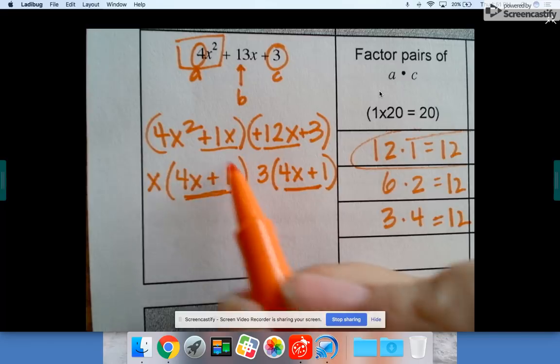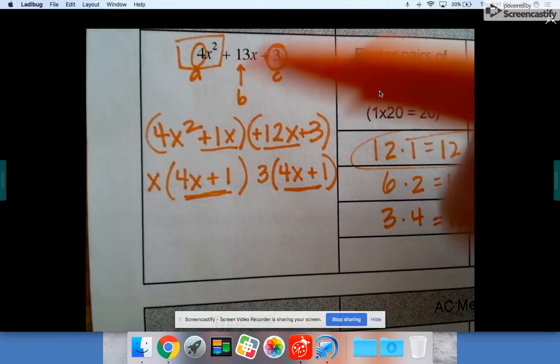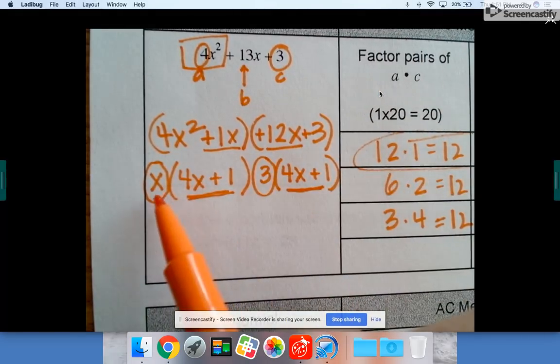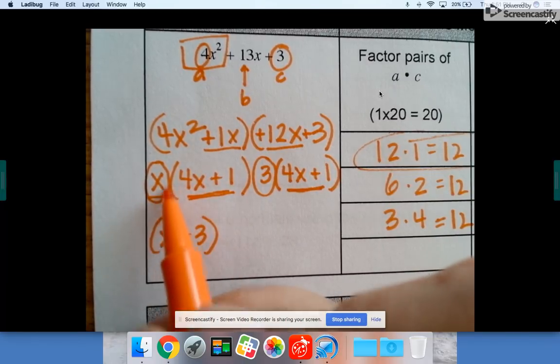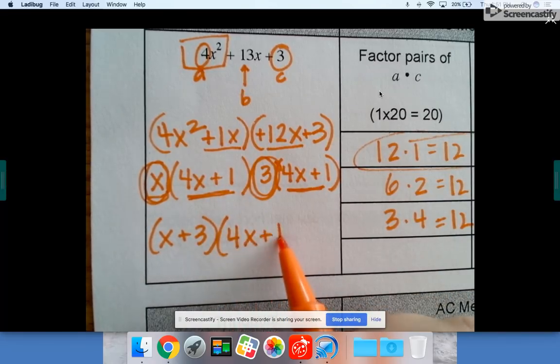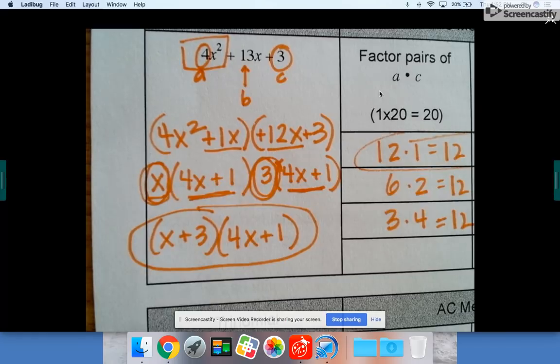And that is one of your binomials for your answer. The other binomial part of your answer is what's out front of each one. So your answer is x plus 3, because that's what's here and here, and 4x plus 1, because that is what you factored twice and got the same answer of. So this is your final answer. It's a lot of work. All right, let's try another one of those.